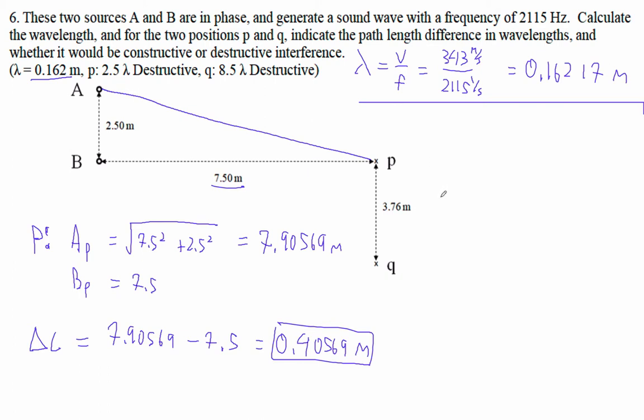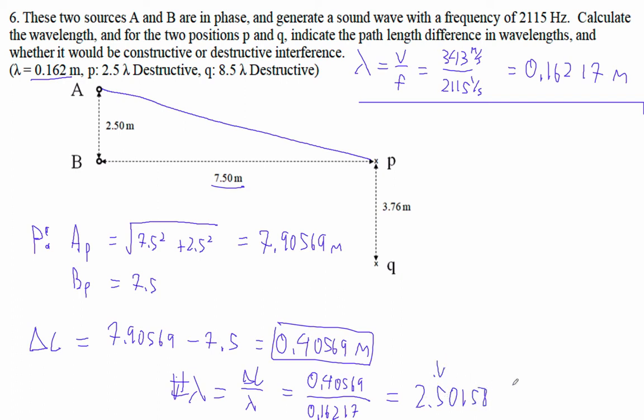Because that's what determines constructive and destructive, right? So the number of wavelengths is going to be the difference in length over the wavelength, right? How many of those fit into that? Okay, so let's figure it out. That's 0.40569 divided by the wavelength, 0.16217, which is 2.50158. So since that digit's much closer to a 0.5, that's destructive. Destructive interference.